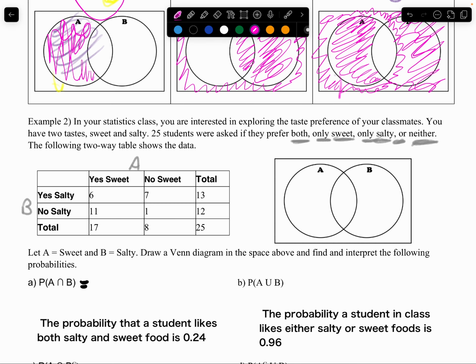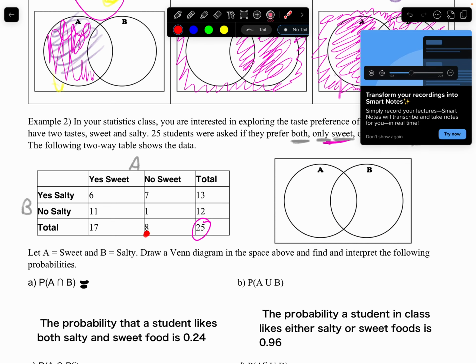In your statistics class, you are interested in exploring the taste preference of your classmates. You have two tastes, sweet and salty. 25 students were asked if they prefer both. So 25 students in the survey total. Total is always over here in the table, bottom right, in these two-way tables we learned about. We asked if they prefer both salty and sweet, only salty, or neither one. And so we have these totals of sweet and no sweet, and these totals of salty and no salty.